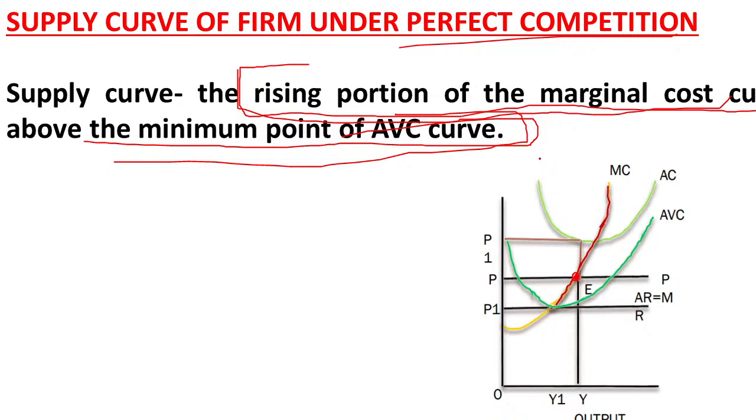So the firm's supply curve is the rising portion of the marginal cost curve above the minimum AVC. Here the AVC is minimum, which means from the shutdown point. Please remember, from the shutdown point. So the rising portion of the marginal cost curve above the minimum AVC is known as the supply curve. So this is the supply curve of the firm.